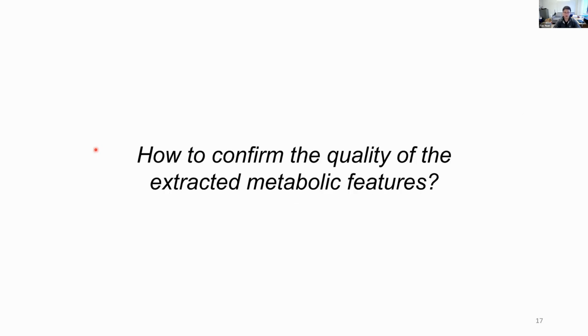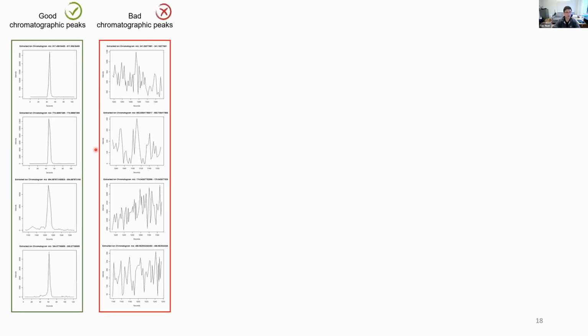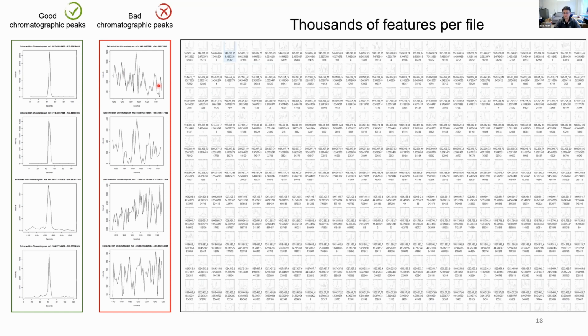So the next question we always try to ask is, now that we have so many features detected, how many of them are real and how many of them are background noise? It's easy for us to manually tell these are good chromatographic peak shapes and these are bad chromatographic peak shapes. But how can we manually check the thousands of features in the LCMS data? That's really time consuming. I did that when I was a graduate student about 10 years ago. It took me 5 days to finish one file. But now we are talking about hundreds of files for a metabolomic study. How can we automate this?